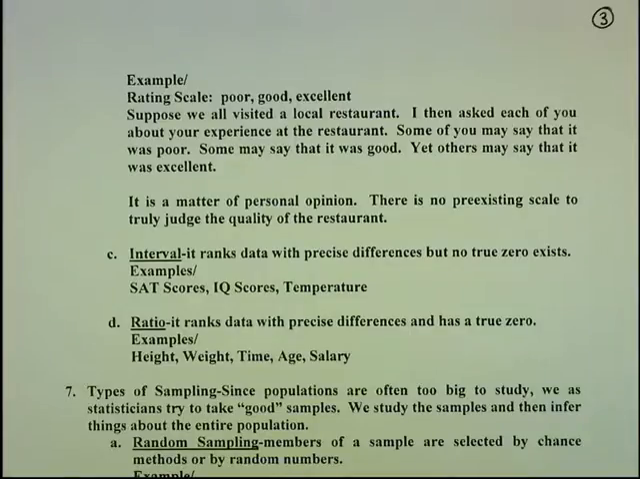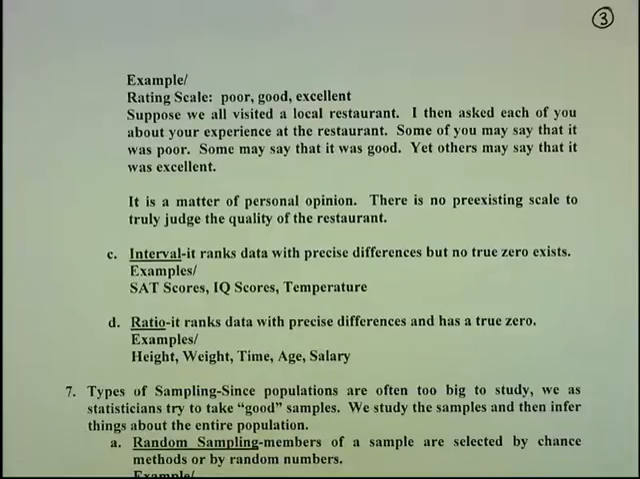A restaurant critic would have a rubric. So that is very different from us as a class when we would just give our personal opinion. A food critic would go by an actual rubric, and it would not be ordinal for a food critic with a rubric. Interval ranks data with precise differences, but there is no true zero. SAT scores, IQ scores, and temperature are examples. And in ratio, there are precise differences, and now we have a true zero. Height, weight, time, age, and salary.